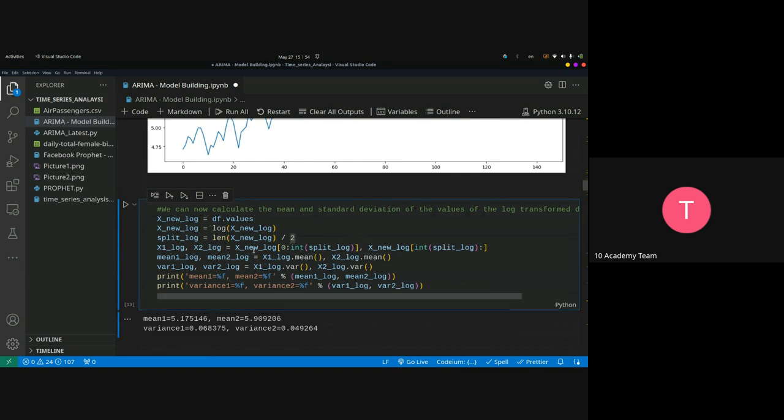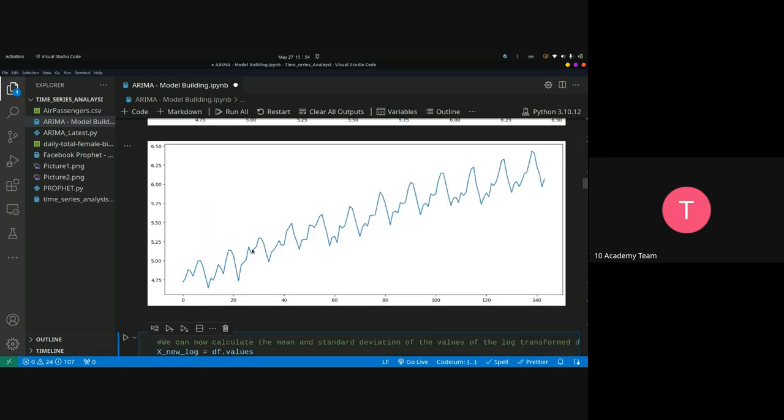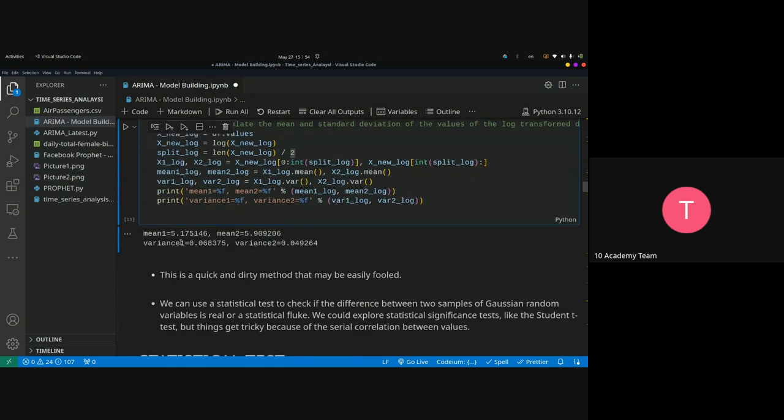And now if we divide the new value, that's the log value, right? And compute the right-hand side and the left-hand side, we can see that the mean to the left is 5.17, the mean to the right is 5.9, and the variation is 0.06, and the variation to the right is 0.04, right?